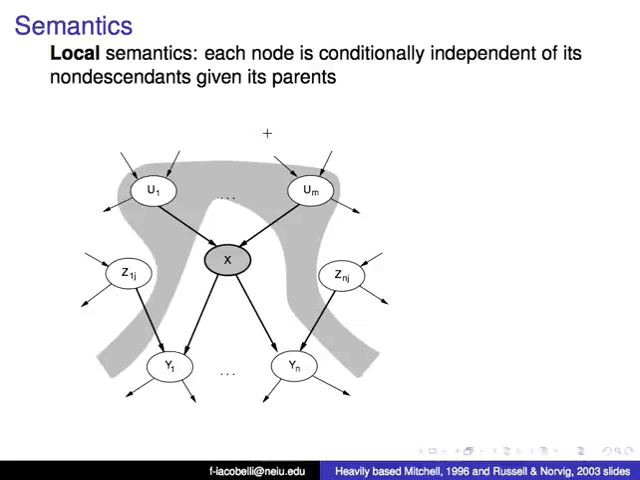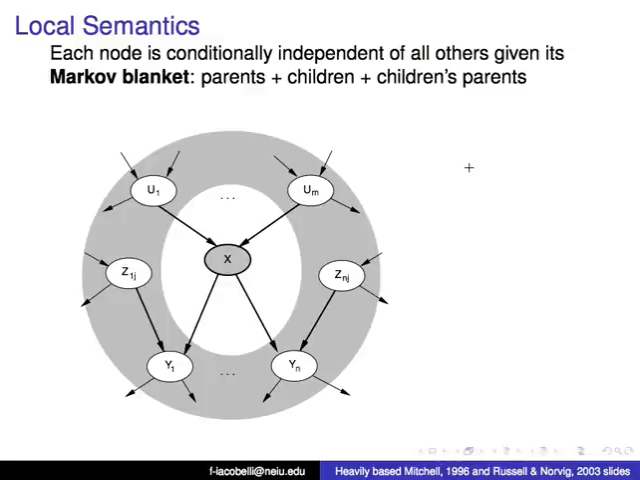Now, quick thing about semantics. Like we said, each node is independent of its non-descendants given its parents. So if I give the parents, this node is independent of the Z's here because they're not directly influencing it. And then there's another concept called the Markov blanket, okay? Each node is conditionally independent of all the other nodes if I give it its Markov blanket, which is the parents of this node and the parents of the children of this node, the co-parents, or the children's parents. So knowing this, this is all I need to know about a node. If the network is super big and I want to compute the probability of this being something, I only need to know these probabilities, okay?